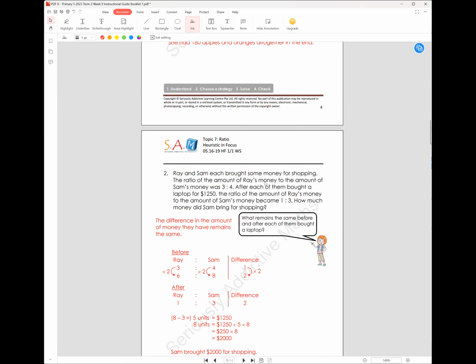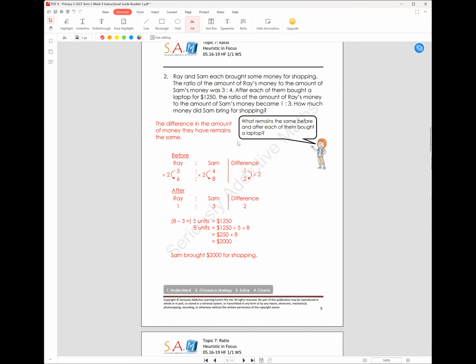For this question, take them through. They will realize what did not change. What did not change is the difference. The difference between Ray and Sam's money did not change. Why? Because they both bought a laptop for $1,250. So the difference will always be the same.